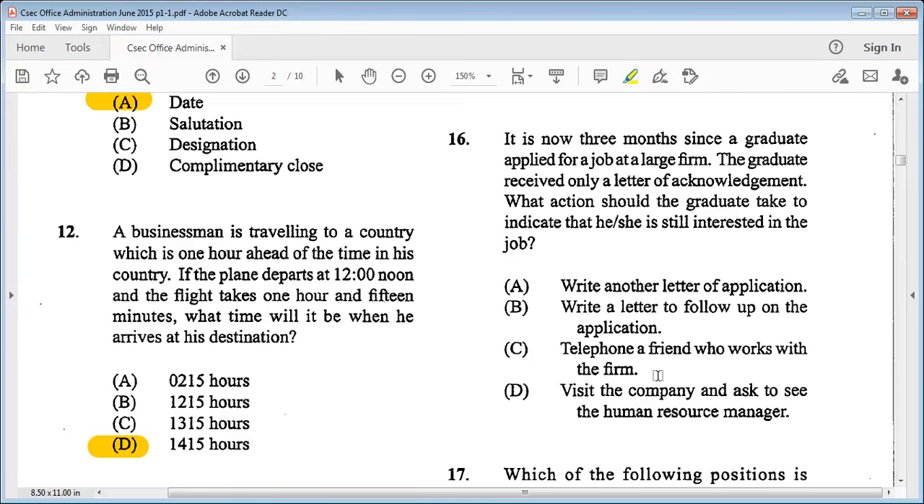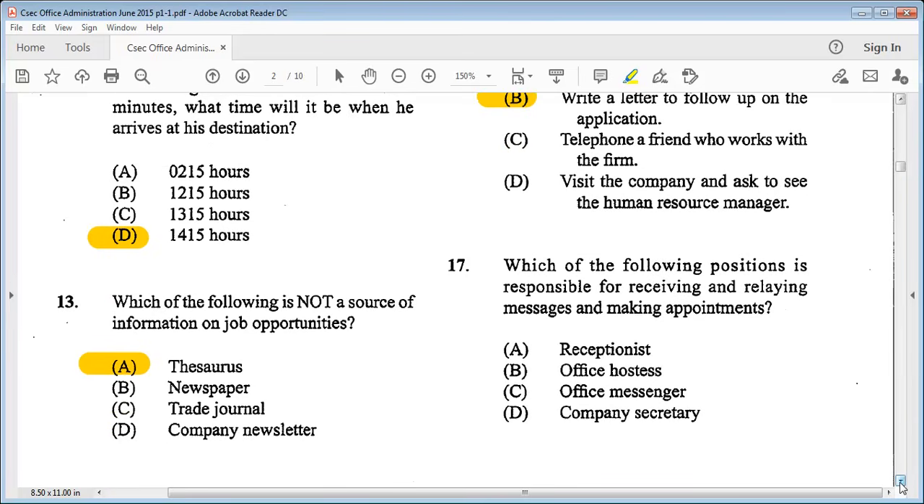We know C would be totally out of it. We know visiting the company and asking to see the human resource manager is not the course to take. And it doesn't make sense to write another letter of application. So our answer would be B, to write a letter to follow up on the application, since you sent one before.